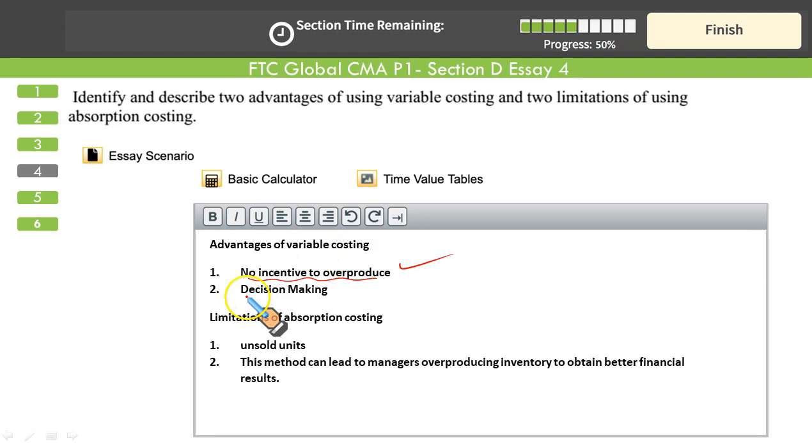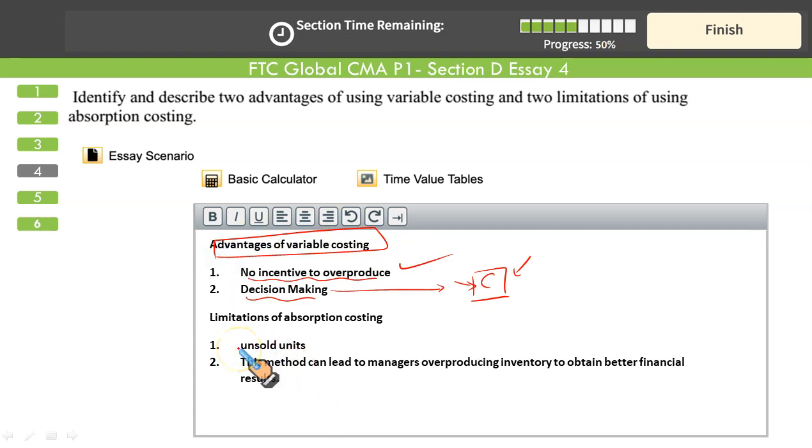Moreover, variable costing is more useful for decision making. You will see this when you do section C, CMA part 2, decision analysis based upon variable costing. Because in the short run, the relevant costs are variable; fixed costs which you have to pay are irrelevant. So these are the advantages of variable costing.